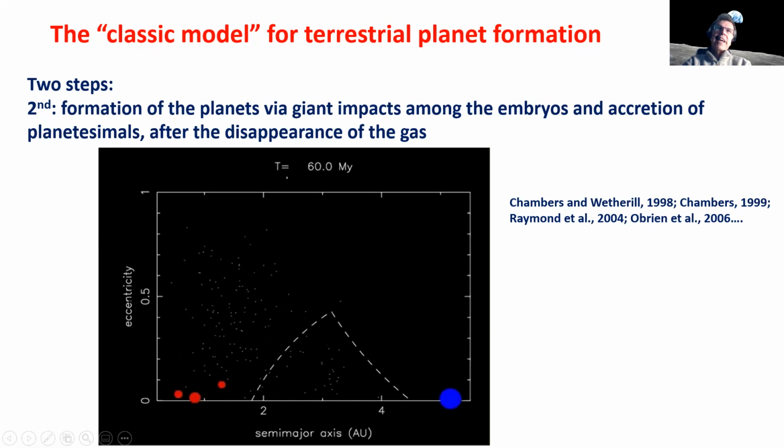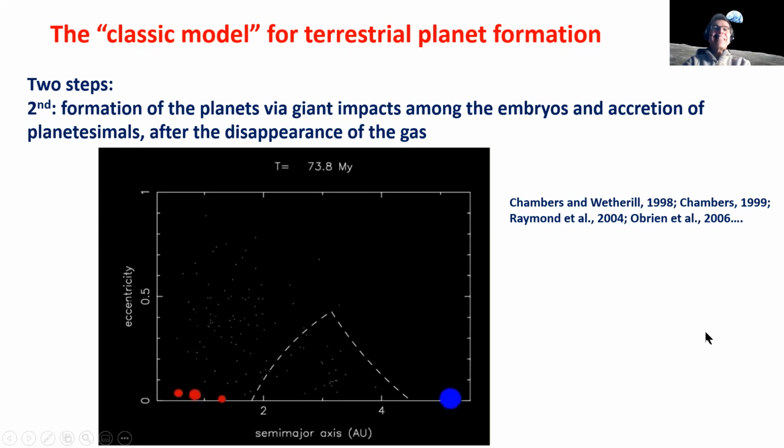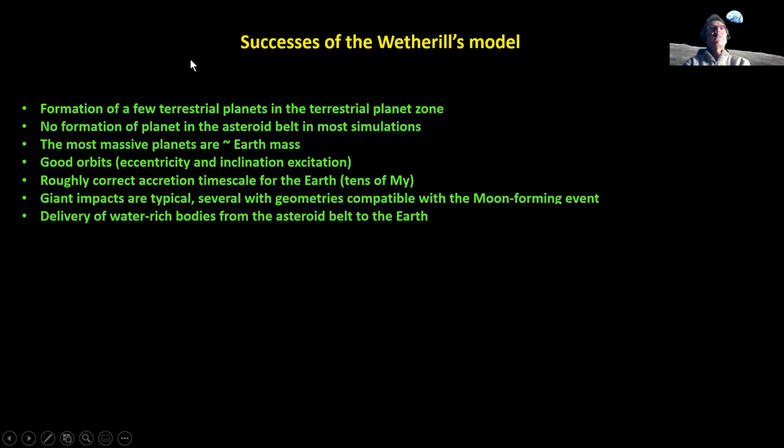And you see that once the planets are formed, as time goes on, because of the interaction of the planets with the leftover planetesimals, the eccentricities of the planets are finally damped. And so a fairly circular system is produced in the end. And indeed, the terrestrial planet system is, in first approximation, on quasi-circular orbits. So this kind of model envisioned by Wetherill works very well. It can explain many, many things.